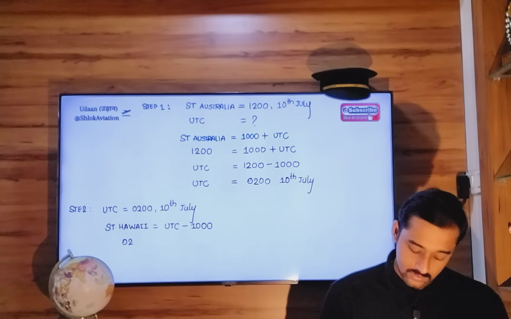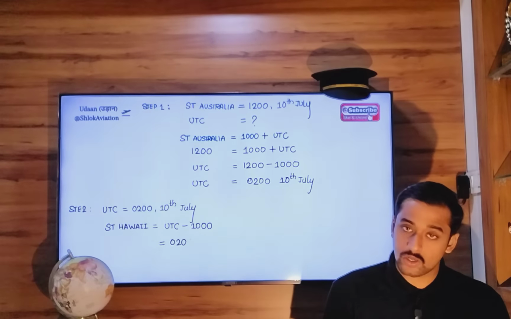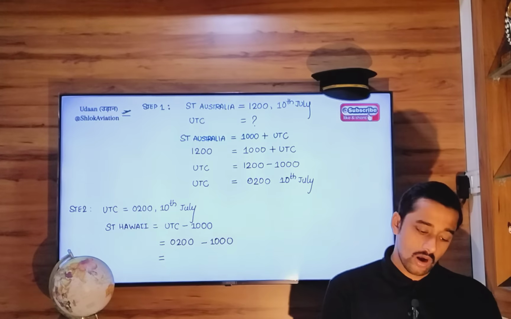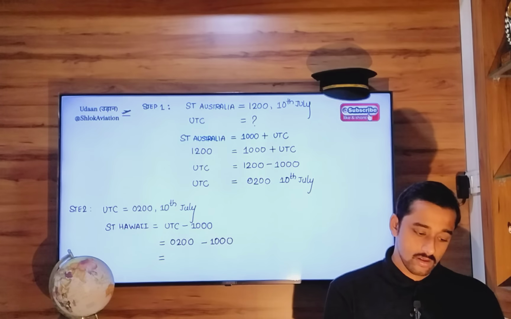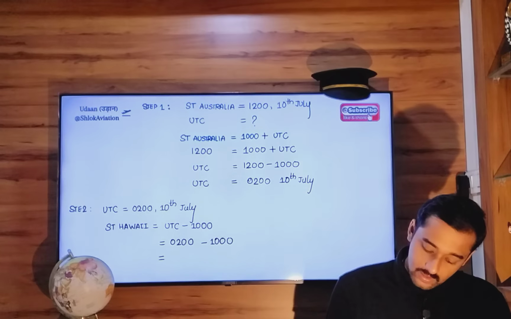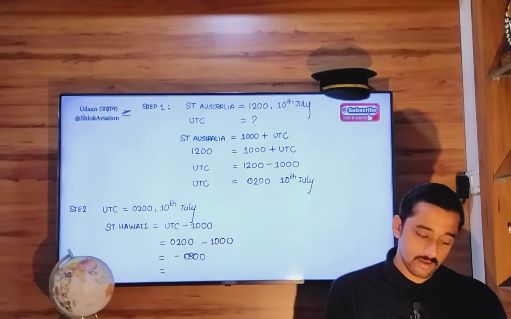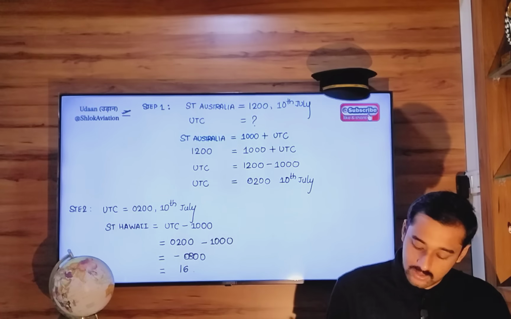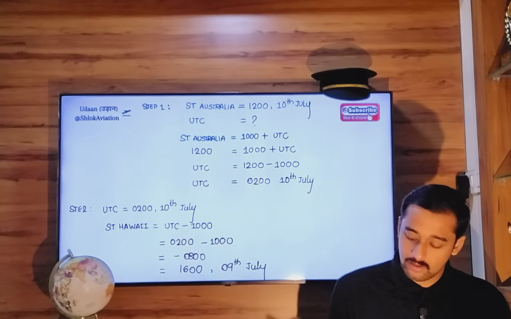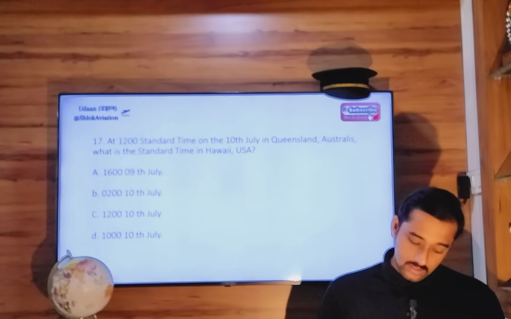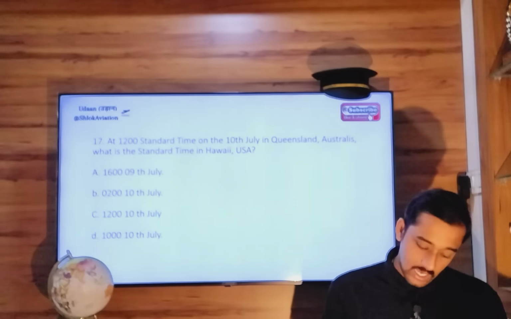So standard time in Hawaii will be 0200 minus 1000. So 2 hours minus 10 is minus 8 hours. That means we have gone back to the previous day. Add 24, you will get 16 hours, which is 9th of July. Previous day, 9th of July. So 16 hours, 9th of July. Option A.